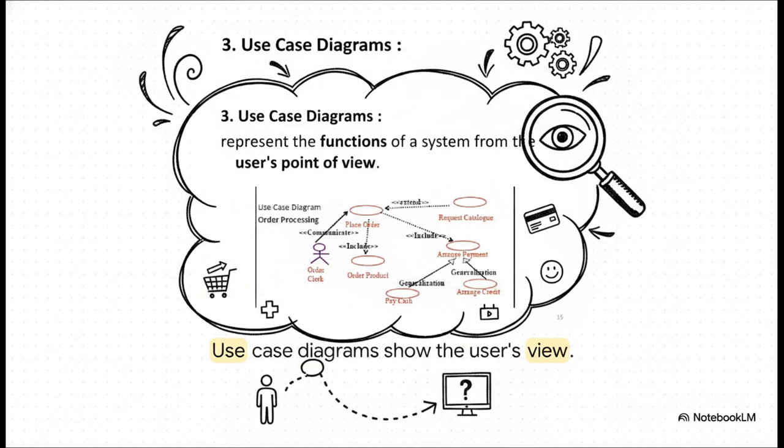But what if you actually want to see what happens inside? That is exactly where use case diagrams come into play. This completely shifts the perspective. Now we're looking at functions entirely from the user's point of view. Say you have an order clerk trying to interact with actions like place order or pay cash. It has nothing to do with the code structure anymore. It's all about what the actual human using the software experiences and needs to get done.